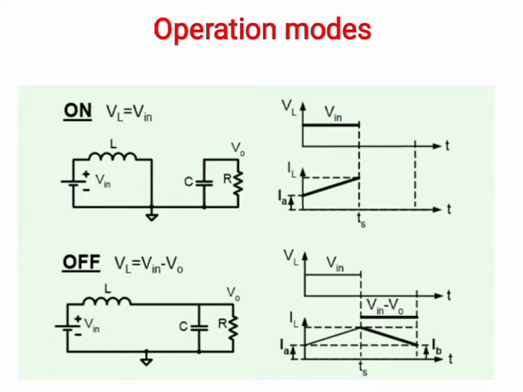It decreases linearly from the peak value to some value IB. Then we turn on the switch S again, and the current rises linearly from this point to this.